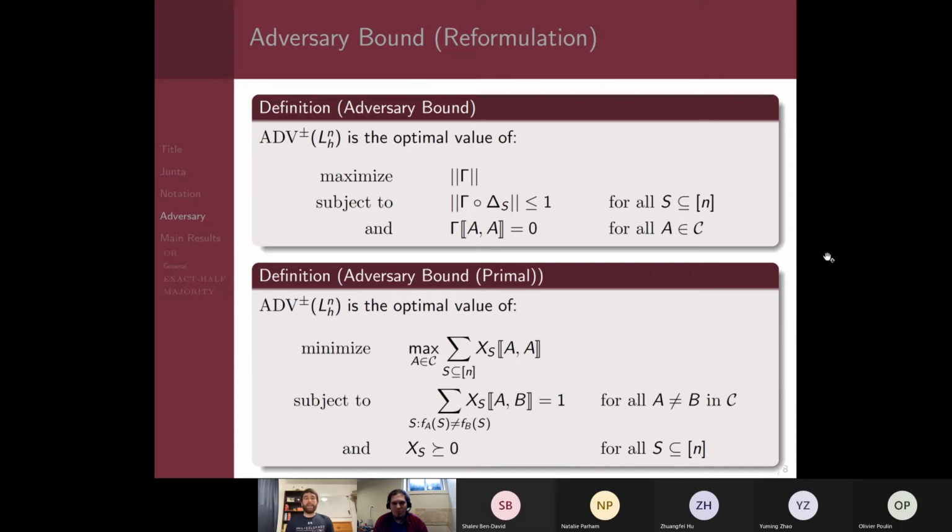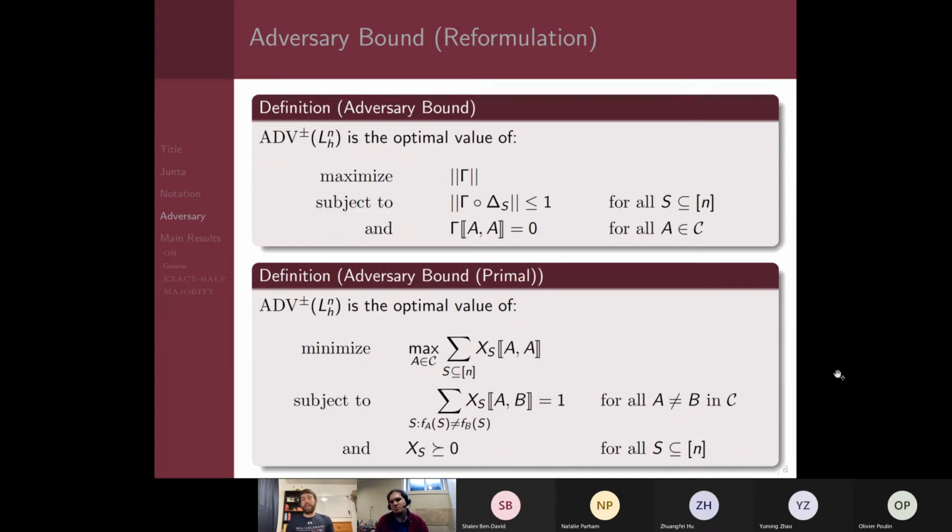And the primal of that, something that he just alludes to and shows in a separate paper, is where you're minimizing the maximum over all of these elements of the concept class, the sum over the subsets, and then you take the XS of AA. And this XS is going to be a positive semi-definite matrix, which is this last condition at the bottom.